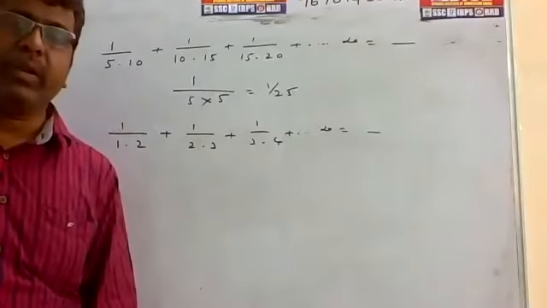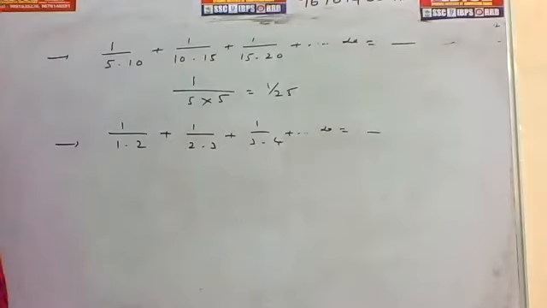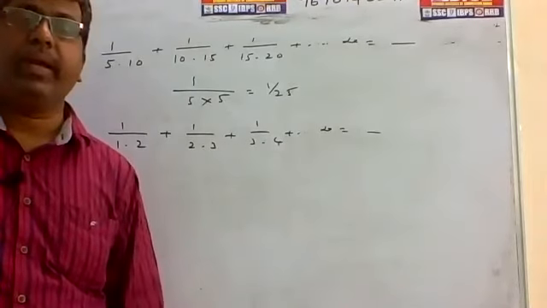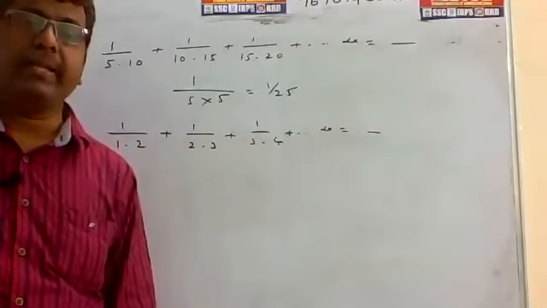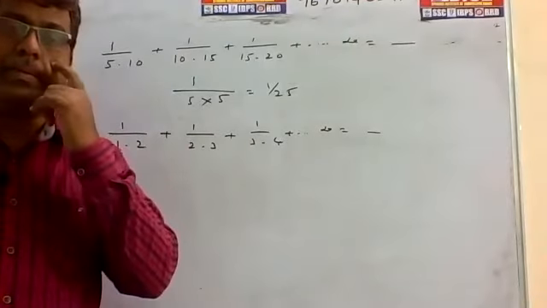Answer from Yashwant, answer 1. Very good answer. 1 by 1 into 2 plus 1 by 2 into 3 plus 1 by 3 into 4 plus so on infinity is equal to dash. 1 is the right answer from Sai Nitish and Aishwarya, Yashwant. Very good answers.